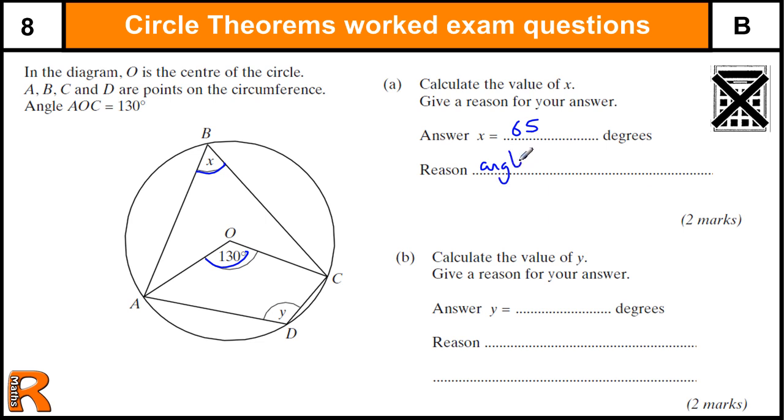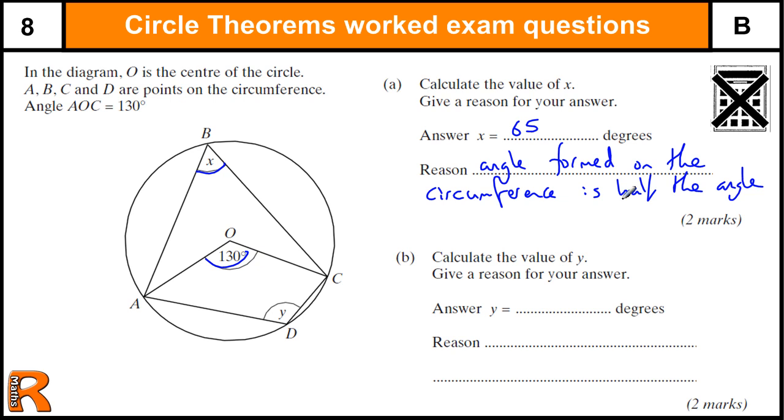because the angle formed on the circumference is half the angle at the centre.